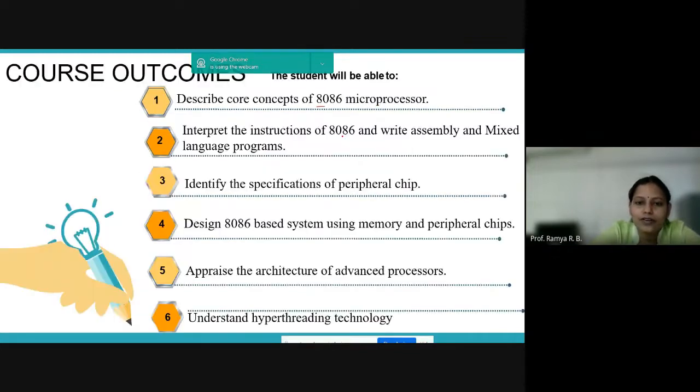Okay, so that is what is there in the second module. So that is the second course outcome. Third is identifying the specifications of peripheral chips. Now, peripheral chips means apart from 8086, you will be learning about several peripheral chips, like certain chips which are used to perform timers, which do the task of timer.